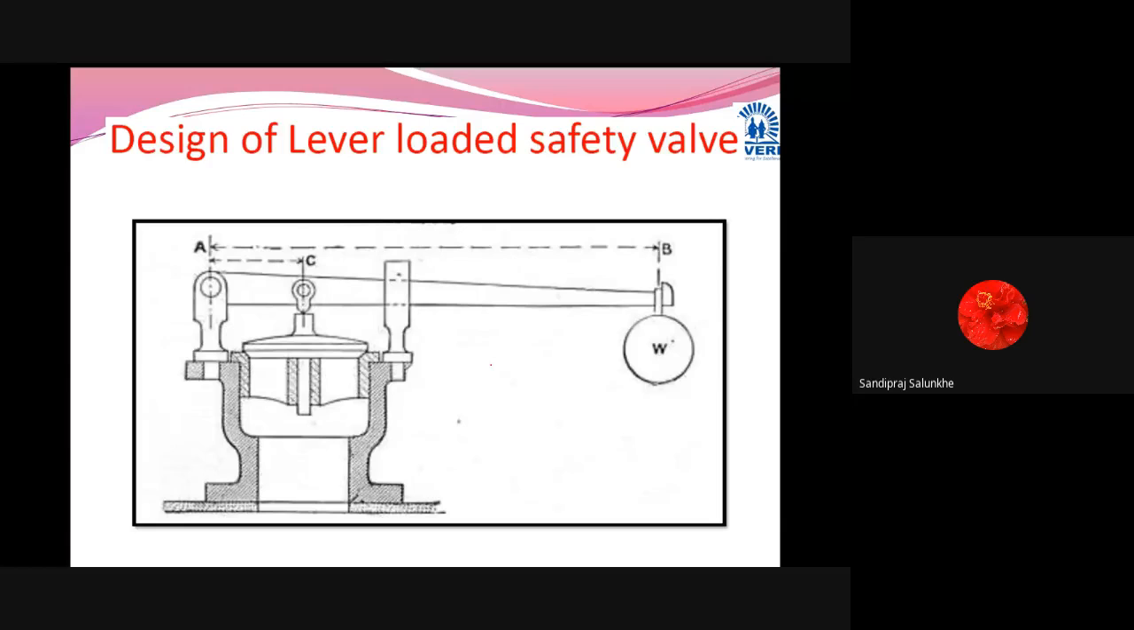In this diagram, you tell me where the fulcrum is. There are 3 points, A, B, and C. Where is the fulcrum? At point A, at point C, at point B.